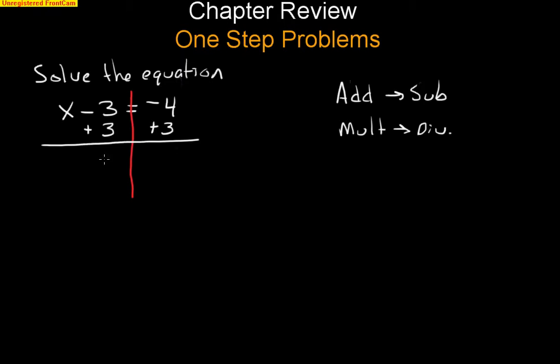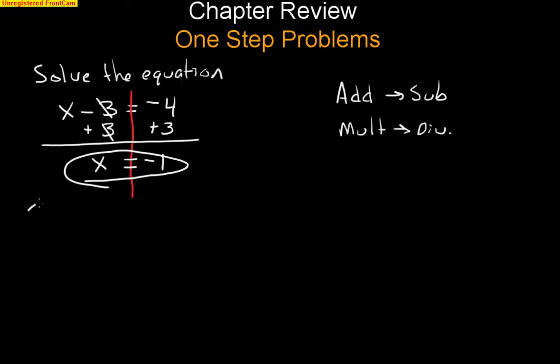Put a line under it, and now we're ready to work out the problem. On the left-hand side, a minus 3 and a positive 3 cancel out, so there's nothing left there, and all we have is an x. That's going to equal, and over here we have a negative 4 and a positive 3, and so that's going to give us a negative 1. So we've solved the problem, and the solution is x equals negative 1.